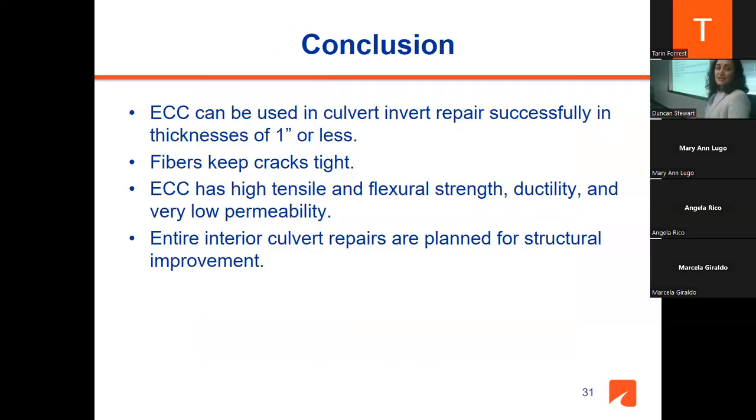And in conclusion, we can say that ECC can be used in culvert repair successfully, and it was successful. We can put ECC in a thickness of 1 inch or less. Fibers keep the cracks tight, and ECC has high tensile and flexural strength, ductility, and very low permeability because of those tight cracks. And we can repair the entire interior of the culvert, which can help with structural improvement as well.